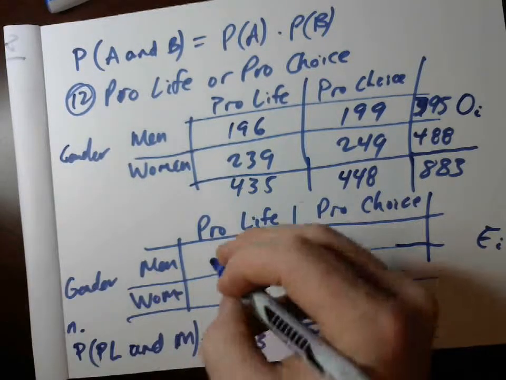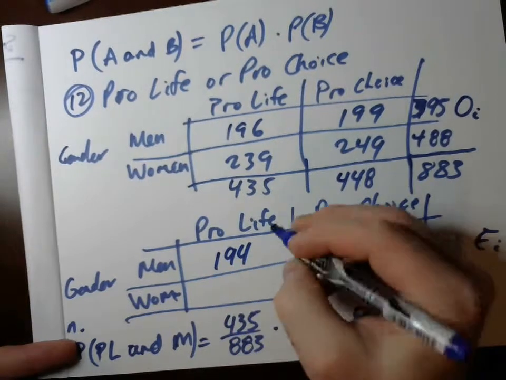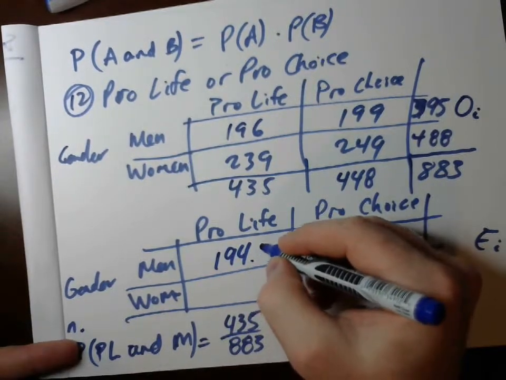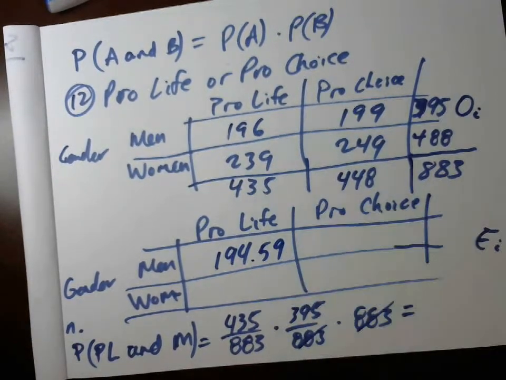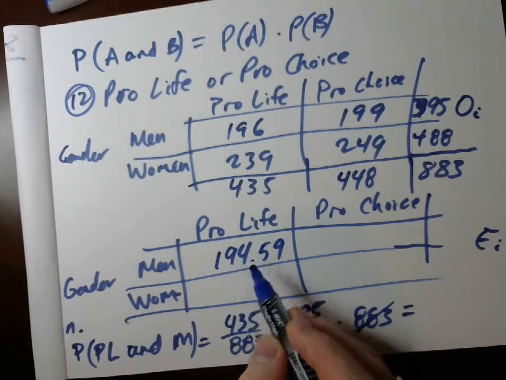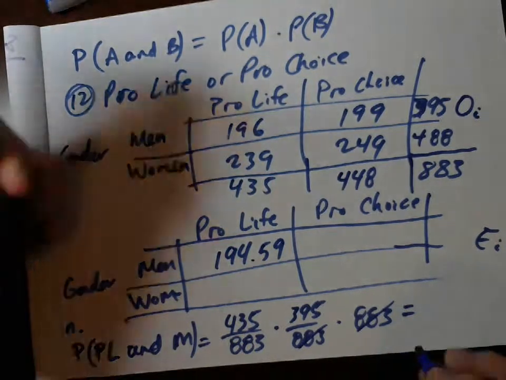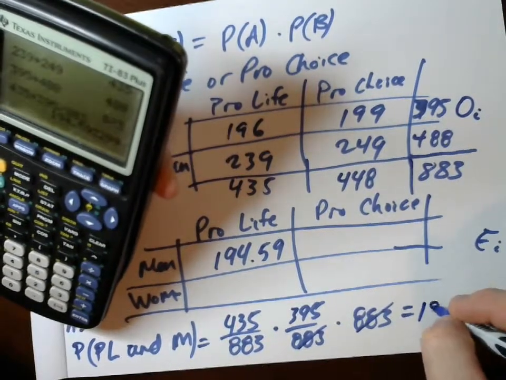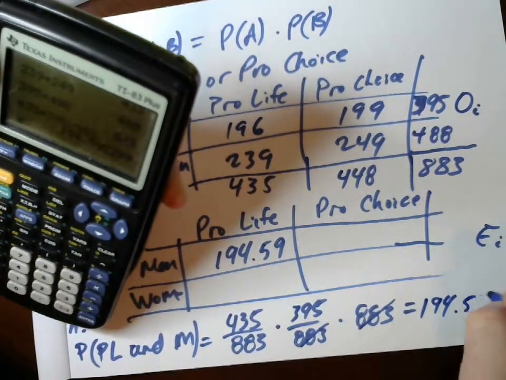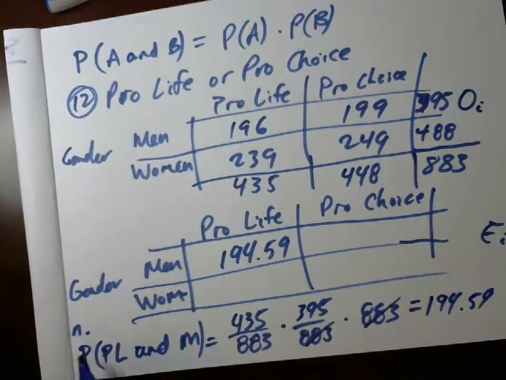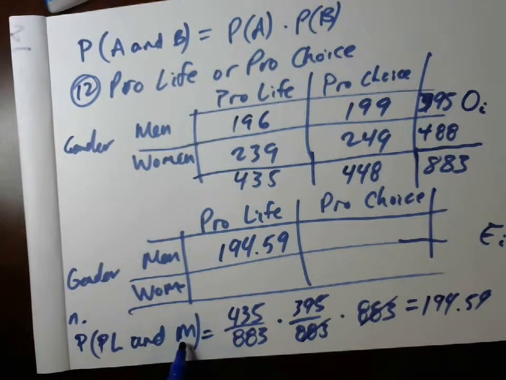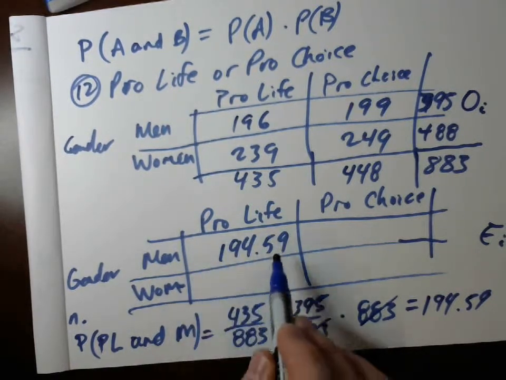So we would expect 194.59. It's good to round to a couple decimals, even though it doesn't make sense to have that many people. We don't want rounding error, so let's round to 2 decimals. So that would be 194.59. That is the expected count of pro-life and male people, which is the cell right here.